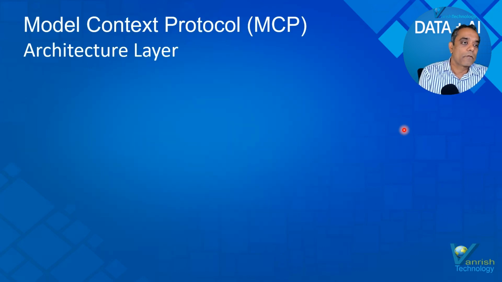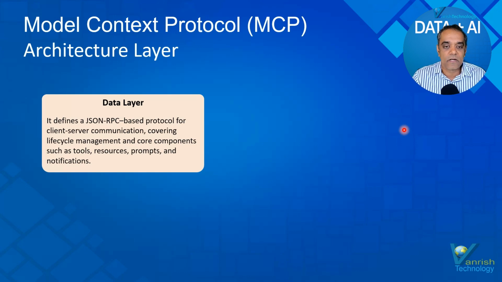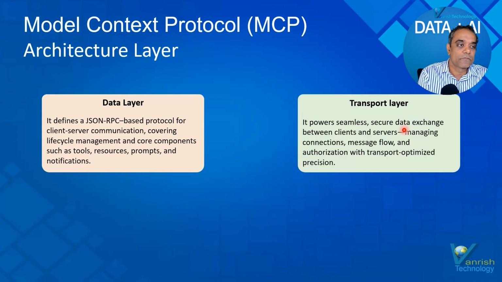If you understand the architecture, it has two different layers. The first layer is the data layer. It defines the JSON kind of thing. The data layer is implemented as a JSON-RPC 2.0 based exchange protocol that defines the message structure and semantics.